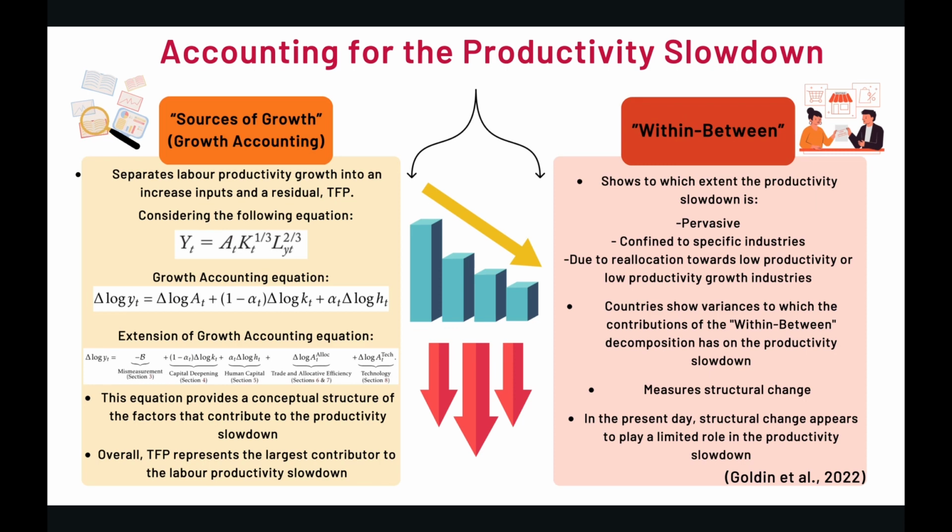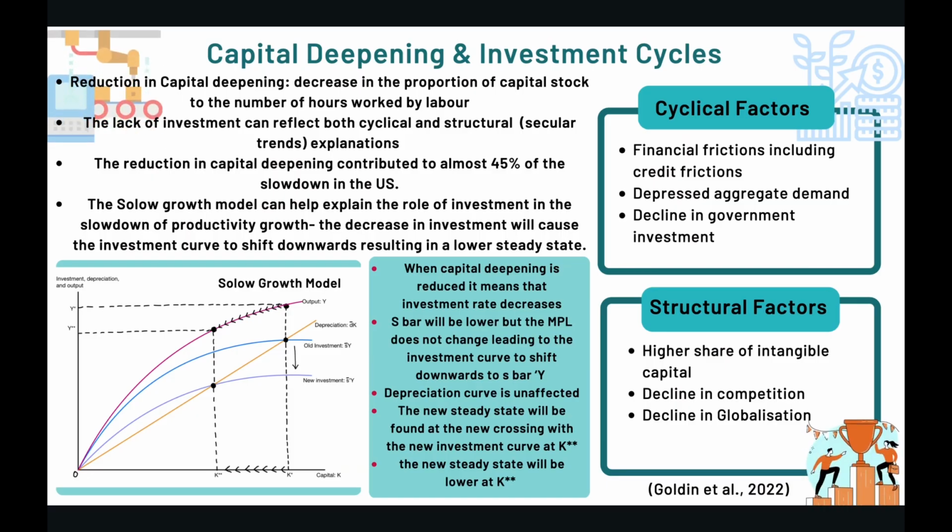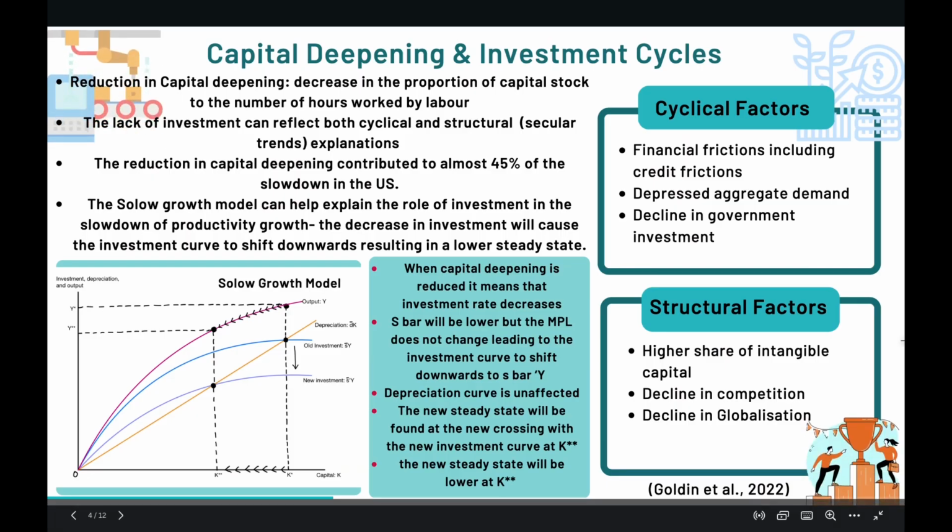whereas the within-between decomposition of labor productivity allows us to show to which extent the slowdown is pervasive, or whether it is confined to specific industries or is due to a reallocation towards low productivity or low productivity growth industries. A decline in capital deepening is due to a lack of investment.